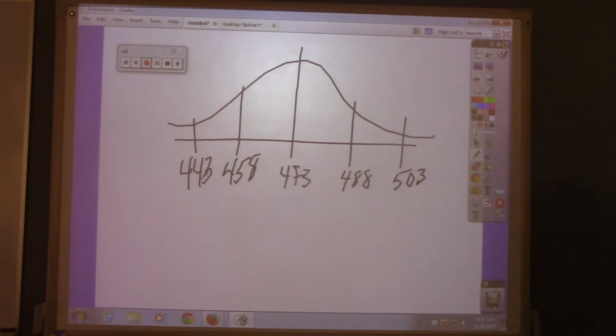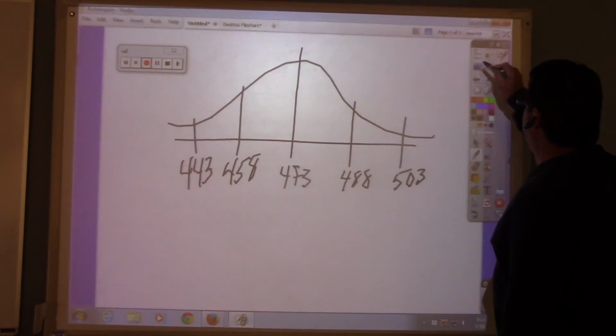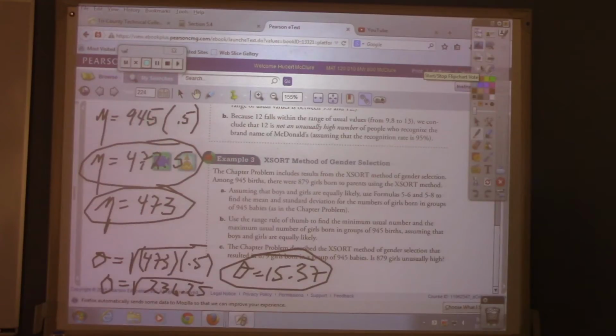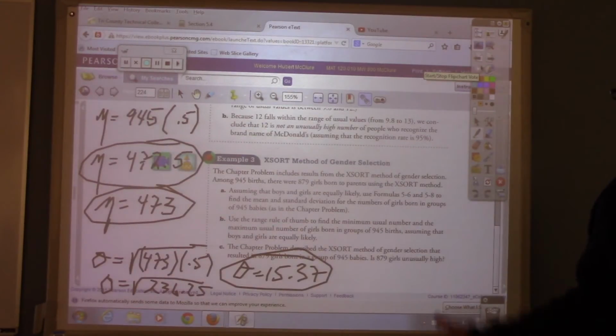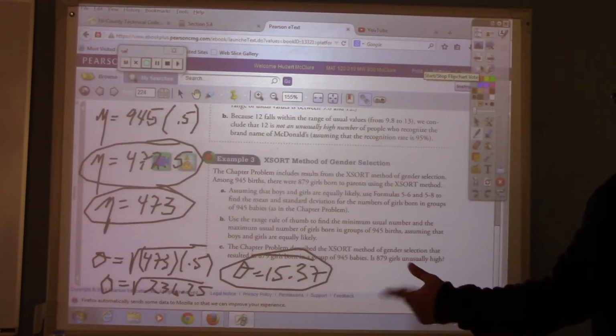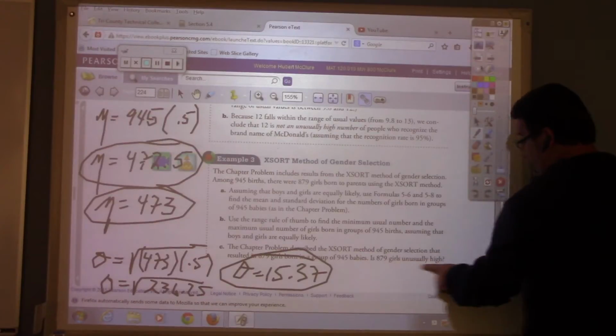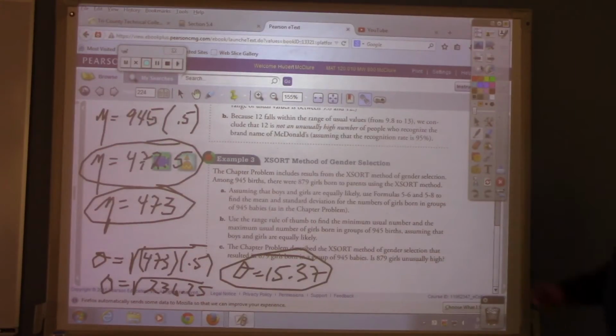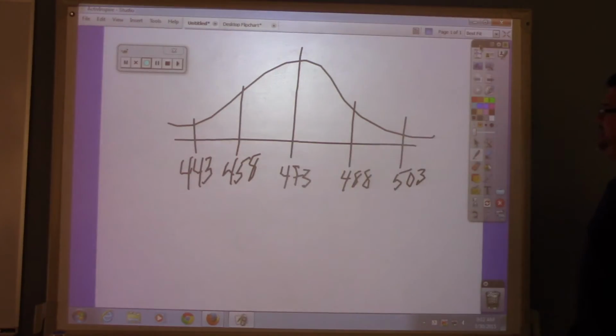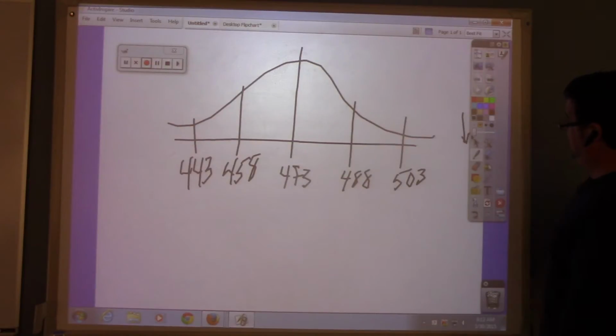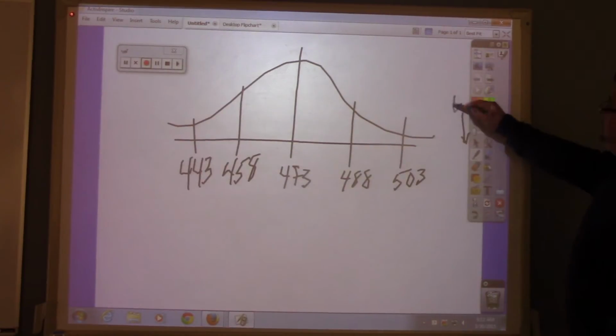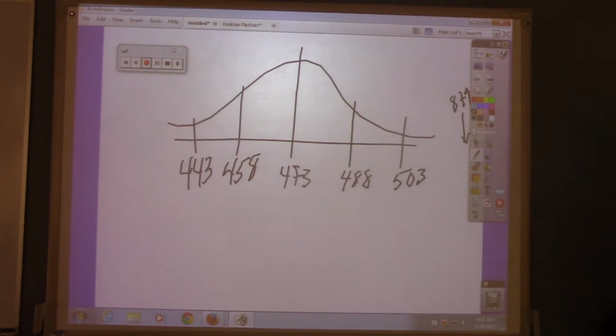Now the question is going to ask something else. Let's see what the question asks. It says use the range rule of thumb to find the minimum and the maximum. Is 879 girls unusually high? Well, let's look. 879 girls. Yeah, 879 is like right there.